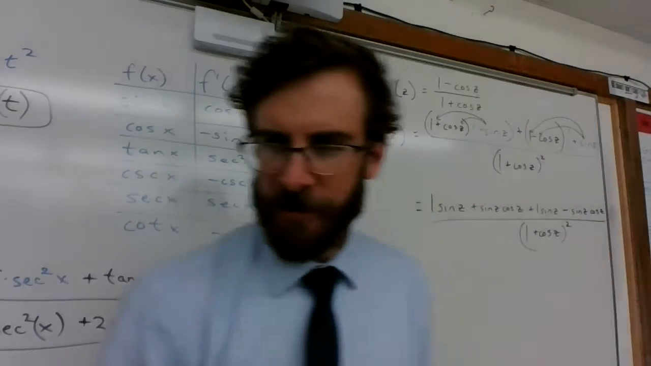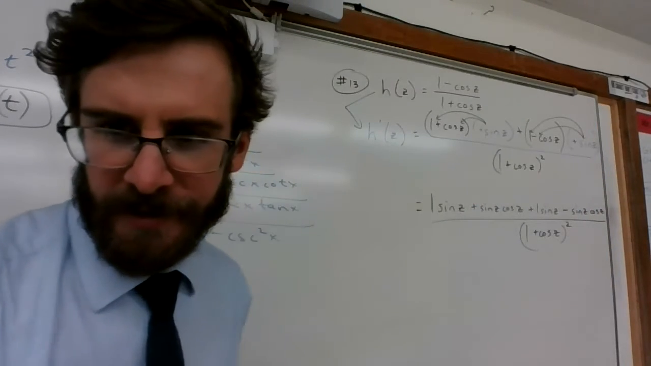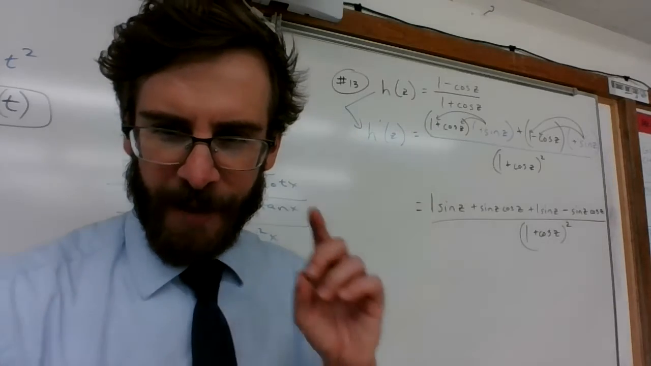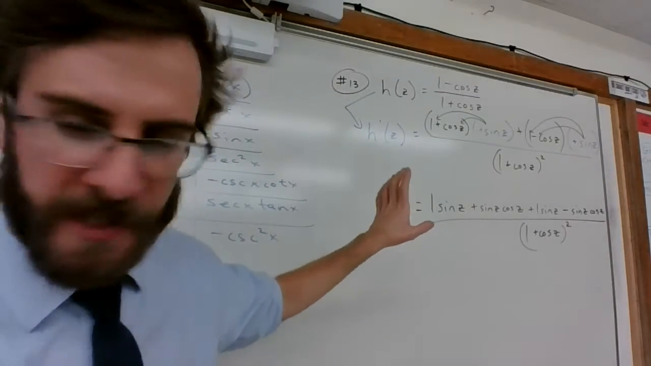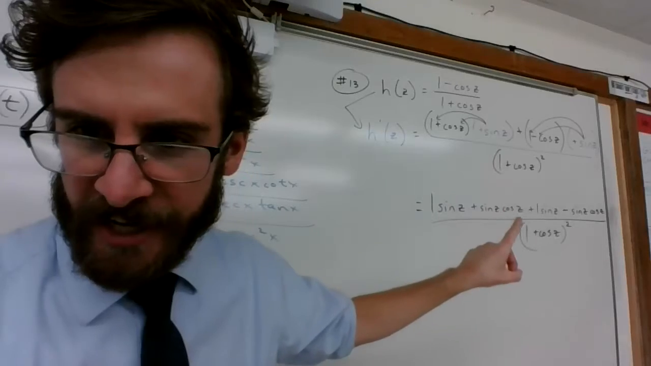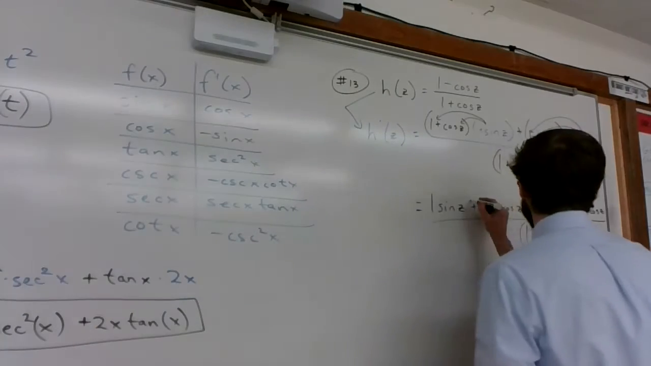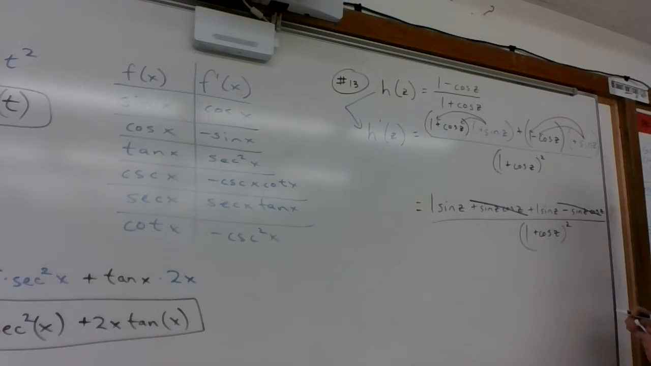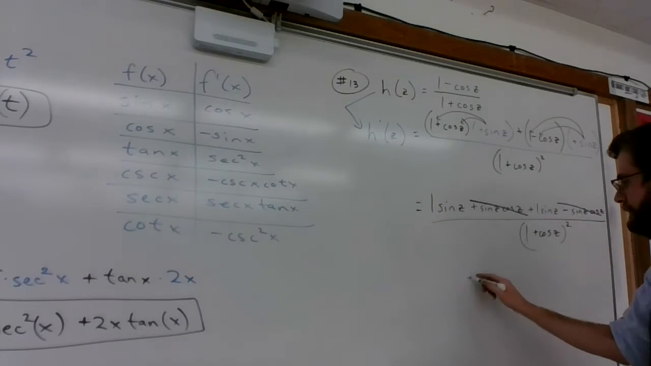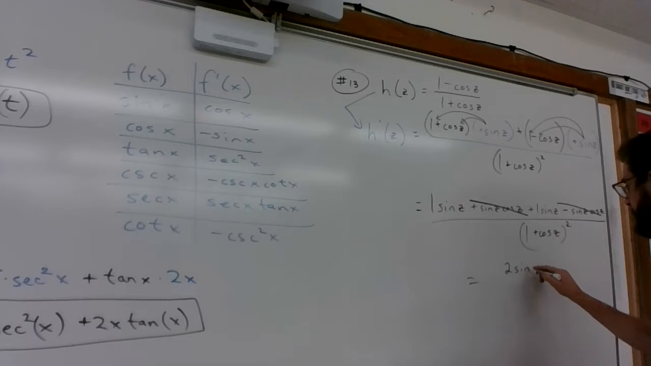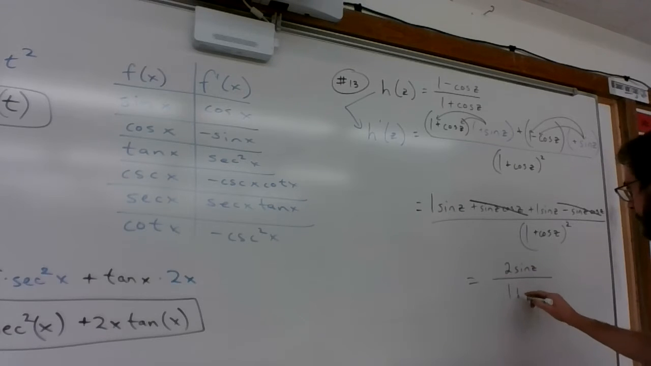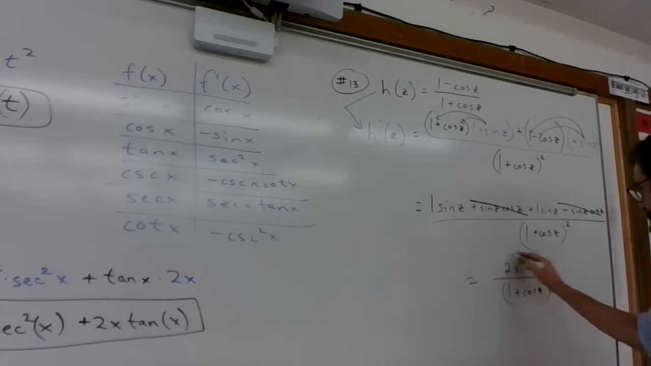So let's see. Can you guys see all that all right? Maybe. So what happens? You should be canceling out your sine cosine with your sine cosine. And then combine these two. 2 sine of z, all divided by 1 plus cosine z squared. And that'll do.